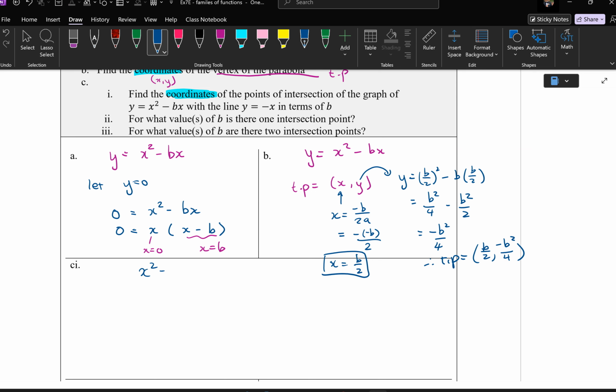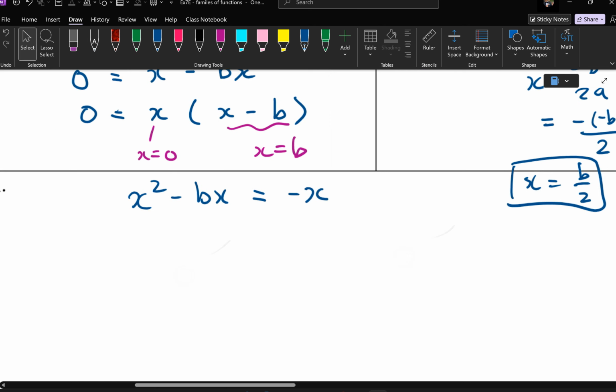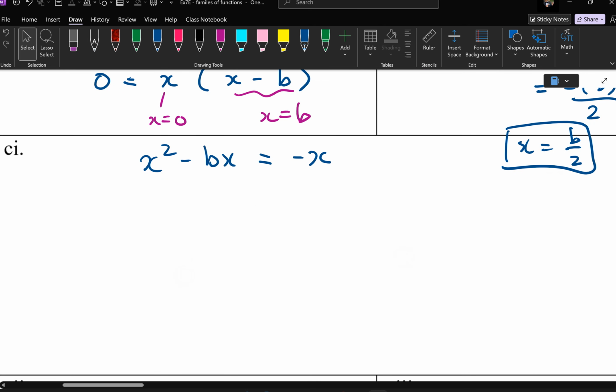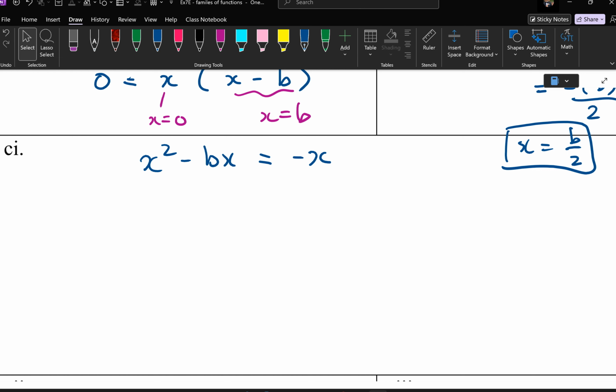Very good. x squared minus bx, the quadratic, to equate it with the line. That's our first step. x squared minus bx equals negative x. What are you going to do next now? Let's go with Ian. What would you do next? So then you have x squared minus bx plus x is equal to 0. Cool. What do we do now?